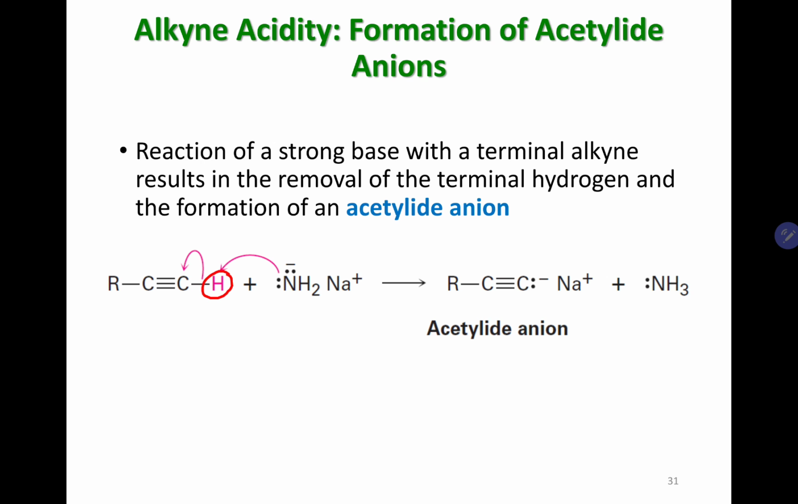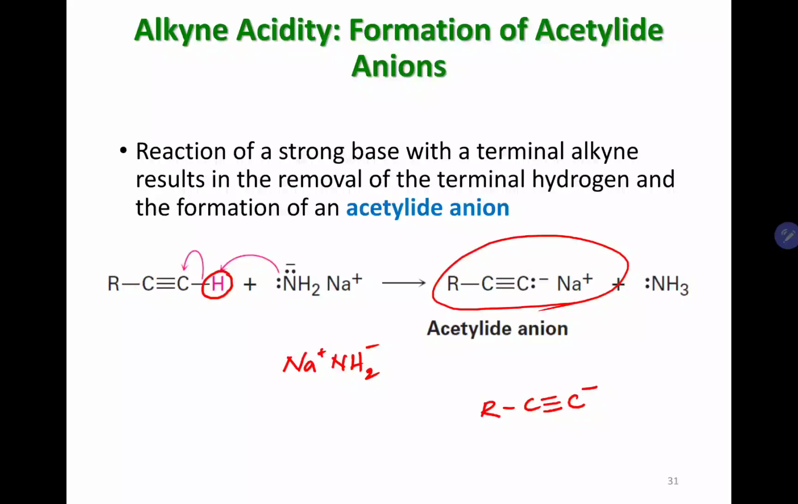Of course, you need to have a very strong base. The base of choice here is something like NaNH2. NaNH2 is a very common base that we use for this reaction, and then you will be able to deprotonate a terminal alkyne, generating an acetylide anion. This right here is called the acetylide anion. The unique thing about this anion is that you have two sp hybridized carbons, and one of those carbons will have a negative charge. It will deprotonate a terminal alkyne carbon.